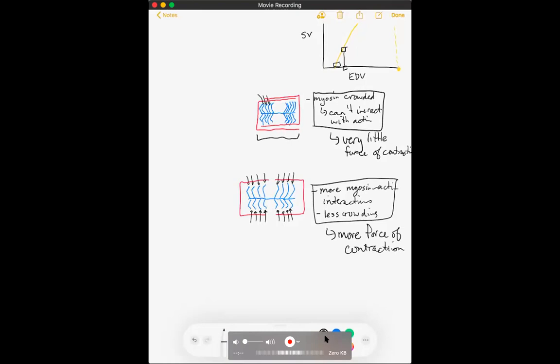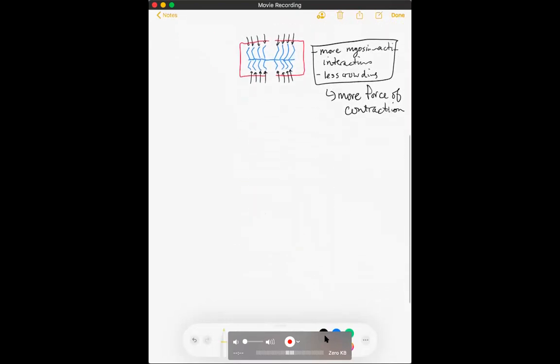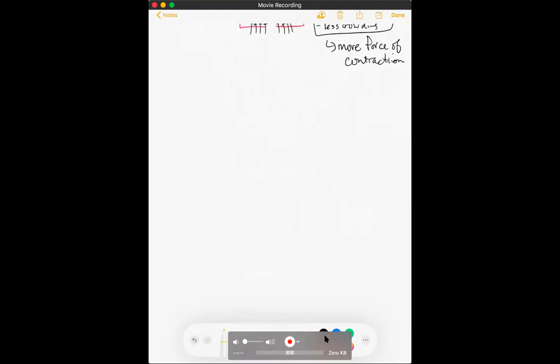All right, let's look at what happens if we go further. The myosin actin interactions will just keep getting better and better and better as you move up this curve. Eventually you reach a point where this curve goes very much to zero, where your stroke volume is actually going to be zero. Let's look at what happens when we're at a stroke volume of zero. So even though the end diastolic volume is really high, we still have a stroke volume of zero. So let's look at what is happening in that instance.